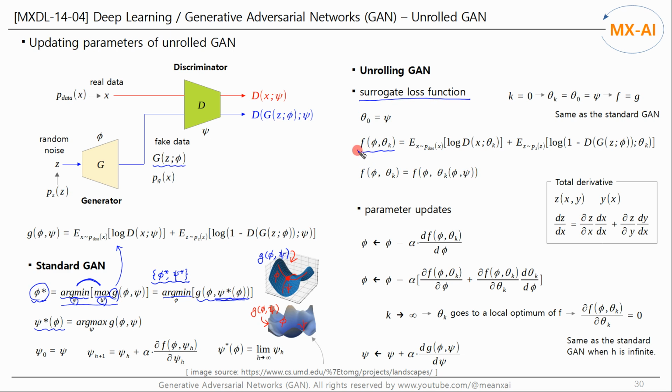F is a function of phi and theta k. The initial theta is psi, which is the parameter of the real discriminator. Theta k means that the theta is updated k times. If k is 0, theta 0 is psi, so F becomes G, which is the loss of a standard GAN.